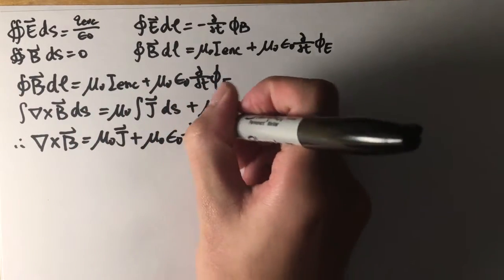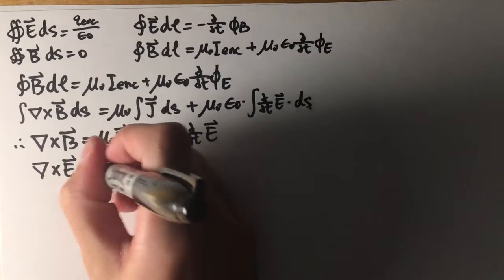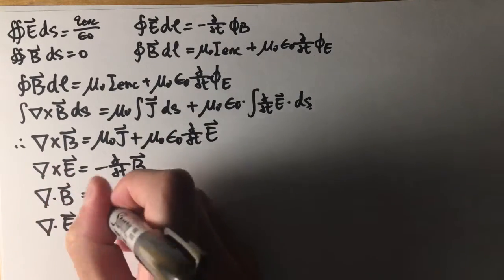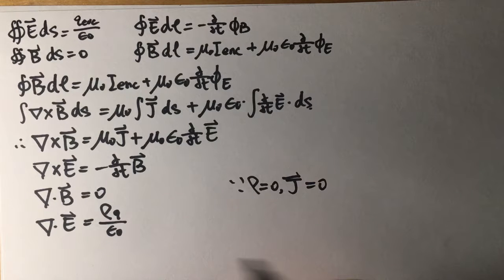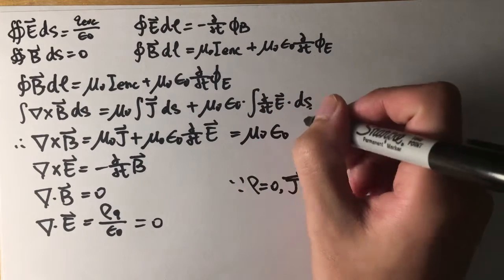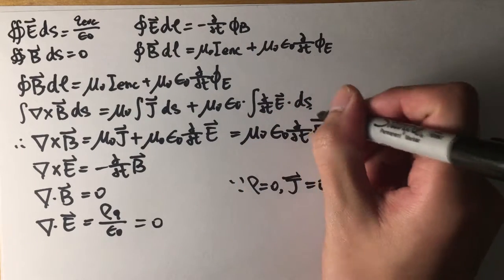If we apply a similar process to all the rest of Maxwell's equations, we get the differential form of all four of Maxwell's equations. If we consider the equations in a vacuum, the charge density and current density are zero. Thus, we can further simplify Ampere's law.